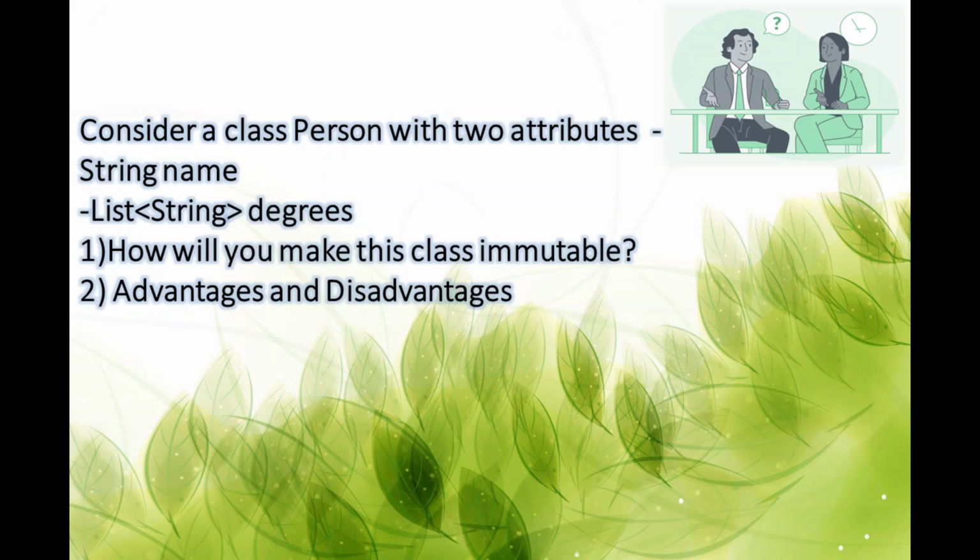And any benefits that you know of immutable classes? Benefits will be that the client will not be able to change my original data. I'm returning the clone, and they will perform all the operations on that clone object only. The original data will not be changed, so security-wise it is a good thing.